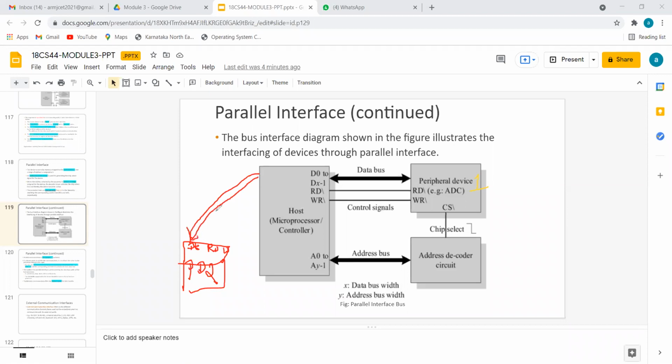Okay, so which I will show like this. It is not a single wire, whereas for this read and write, there are single lines. Here I will show the read and the write like this. And through this address bus, there will be one more connection port between the address decoder circuit and all the parallel interface devices. Now I will give this address PD1, peripheral device 1, and peripheral device 2.